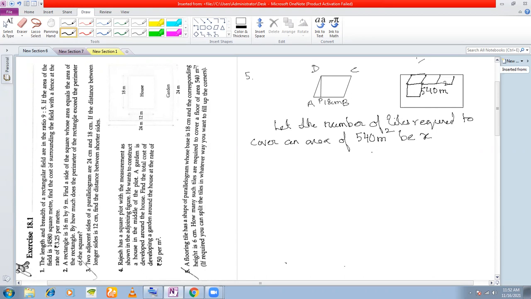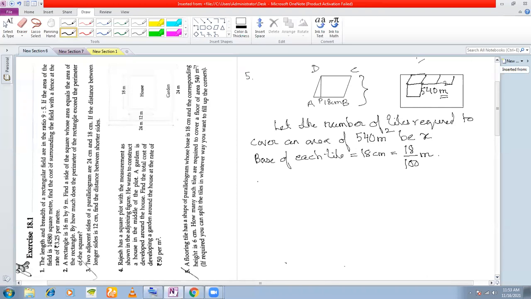Now see, there's a difference here: these measurements are given to you in centimeter, and this measurement is given to you in meter square. So either you convert centimeter to meter or you convert meter to centimeter. But centimeter to meter conversion is easier. So what is the base of each tile? 18 centimeter. Convert this to meters. This will be 18 by 100 meters.